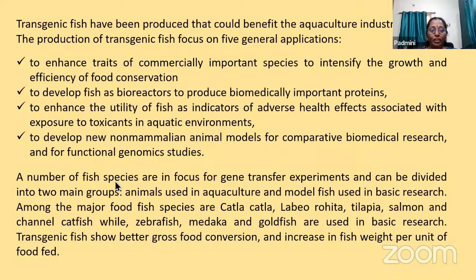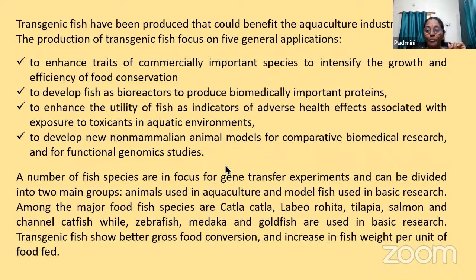So a number of fish species are in focus for gene transfer experiments and can be divided into two main groups: animal uses in aquaculture, and model fish used in basic research. The major food fish species are katla, labeo rohita, tilapia, and salmon. And also the catfish, the zebrafish, the medaka, and the goldfish are used in basic research. Why? Because they're all tiny fishes. They are not very big ones like the food fishes.